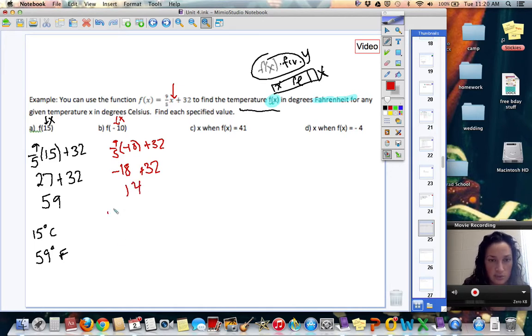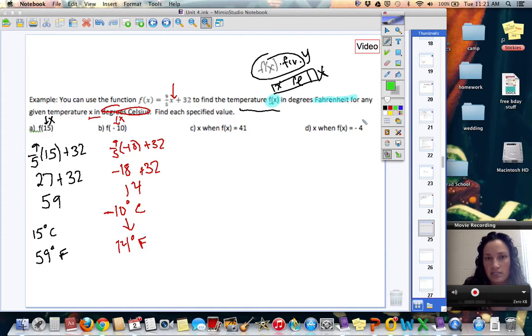So what this is saying is, when I have negative 10 degrees Celsius, remember because this is an x value, x is Celsius, I can figure out that's going to be 14 degrees Fahrenheit.